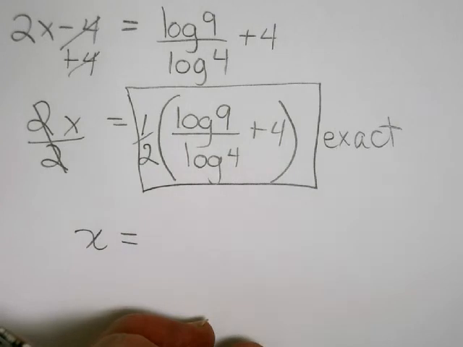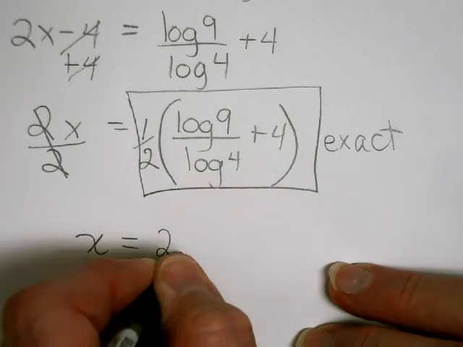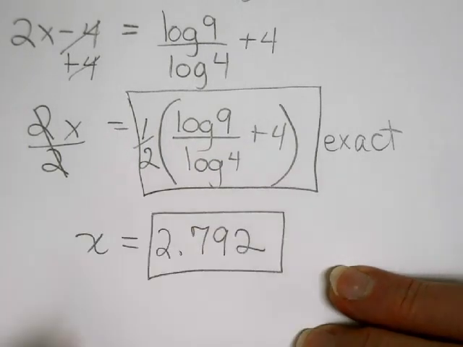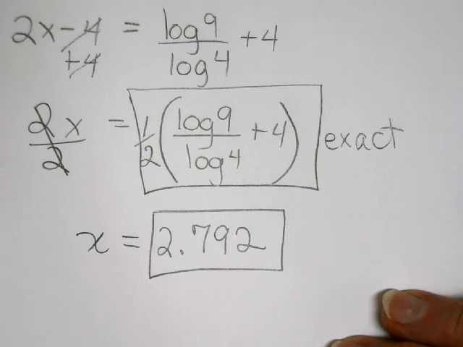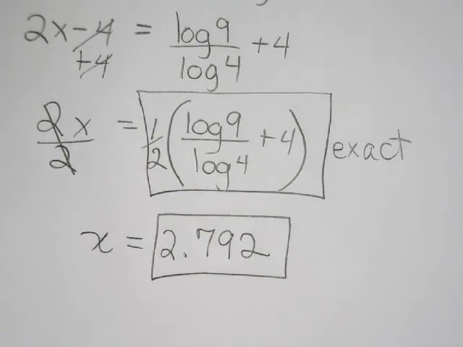But then you get to grab your calculator, put this in, and it says round to 3 decimal places up there in the directions. So when I do that, I get 2.792. So those are your 2 answers. If your numbers aren't the same as mine, you just have to notice where I got my numbers.